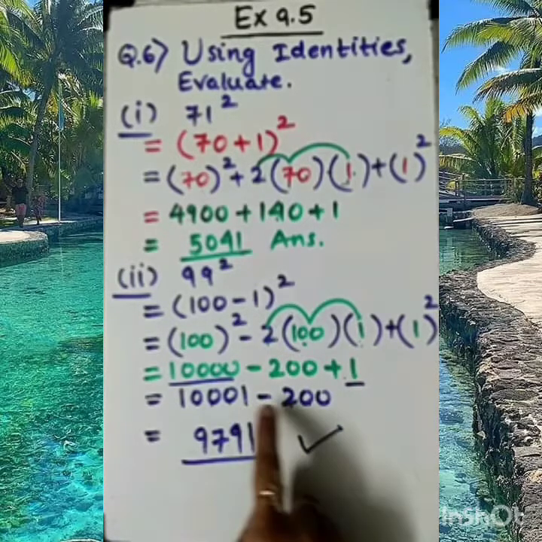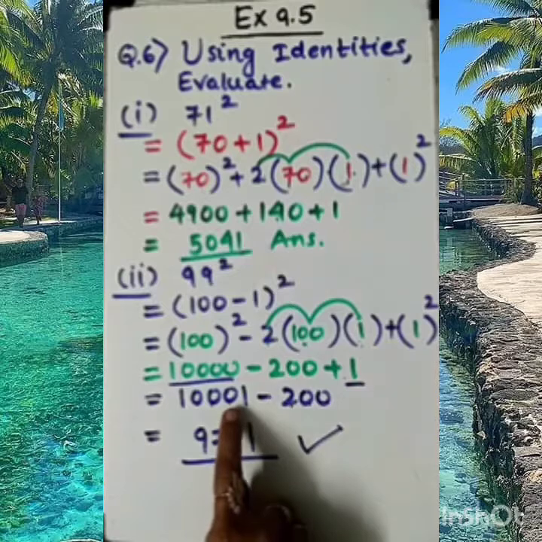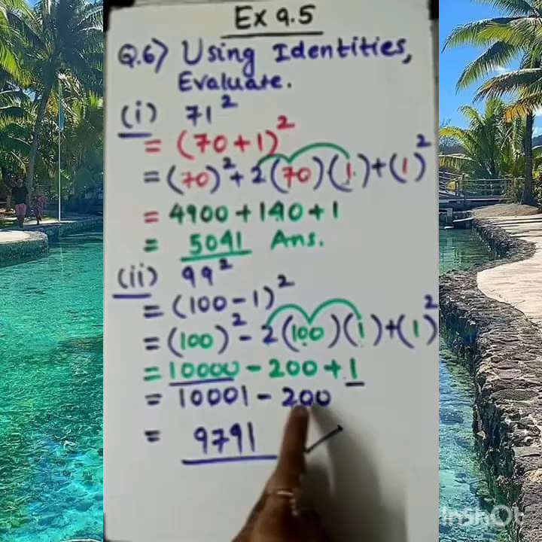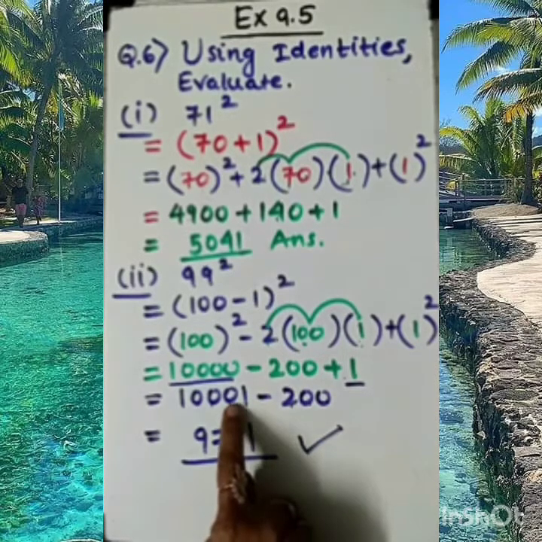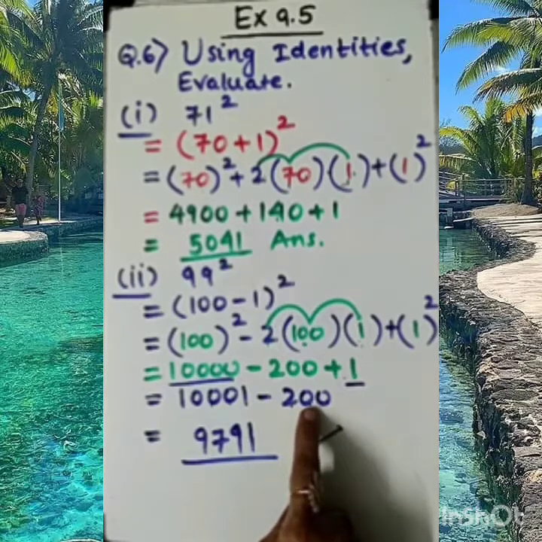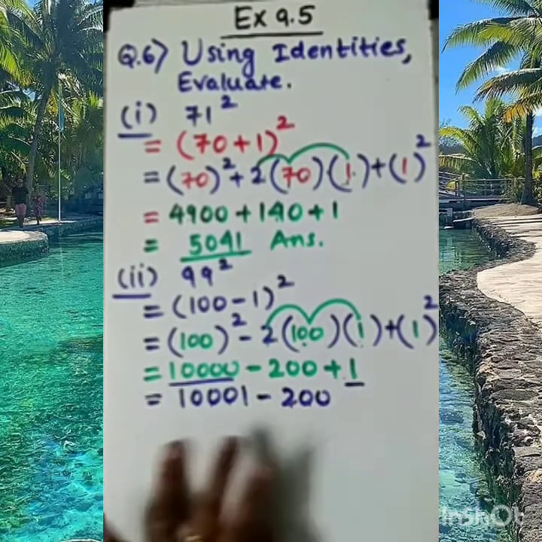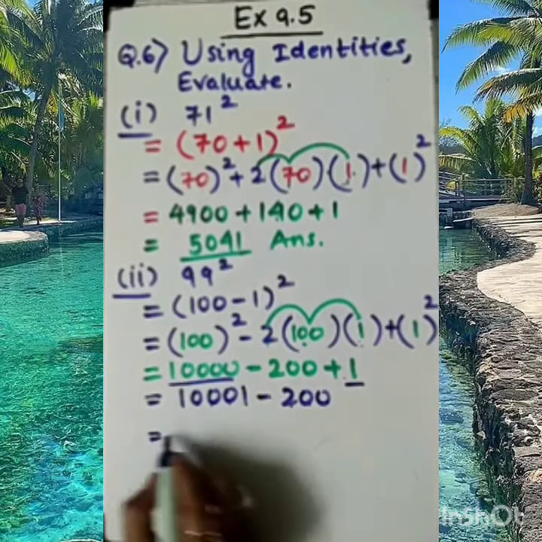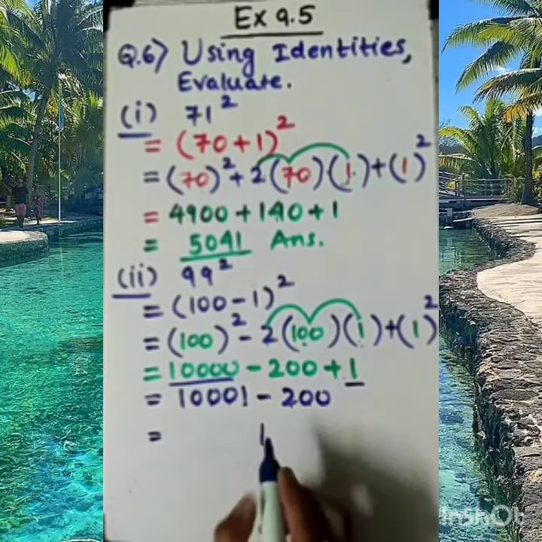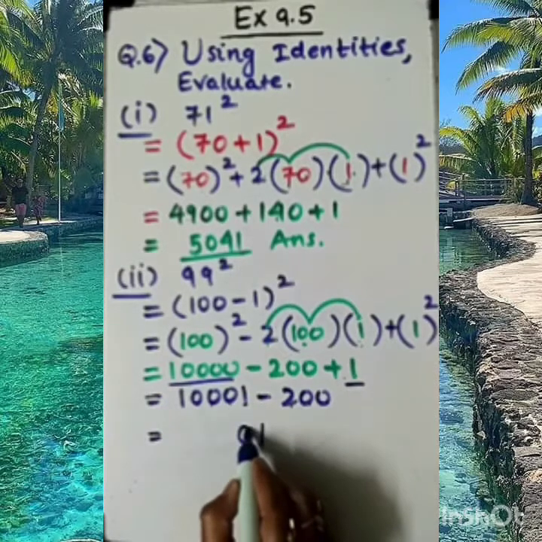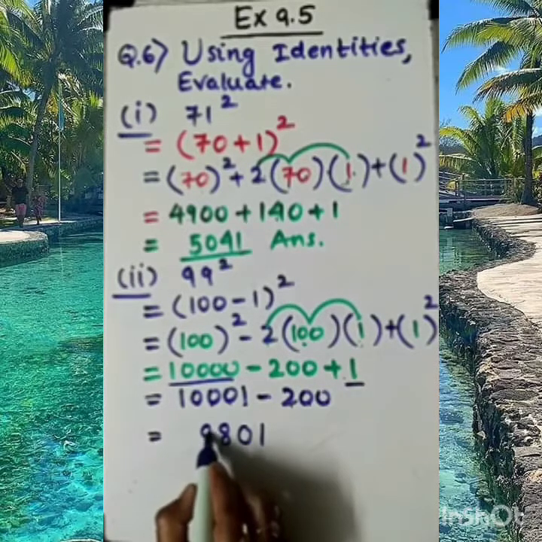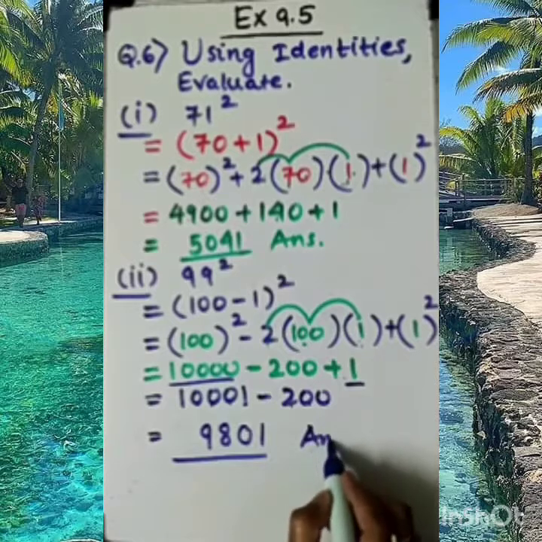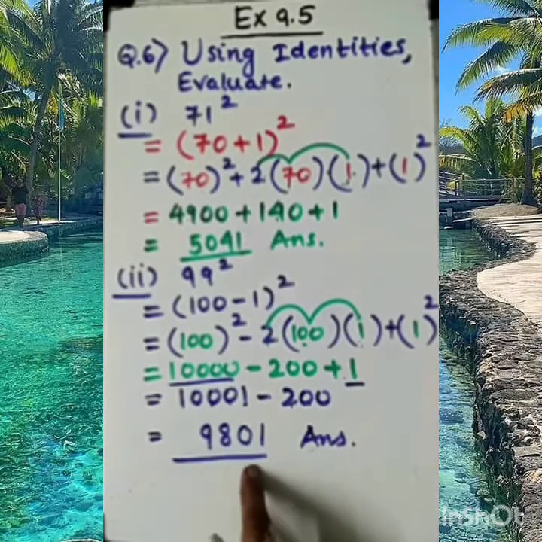1 minus 0 is 1. Here it is 0, so I think we need not carry. Let me correct this portion, wait for a while. So here 1 minus 0 is 1. Here 0 minus 0 is 0. 10 minus 2 is 8. And here it will be 9. This is the correct solution now. Please don't consider the previous one. The correct solution is 9801.